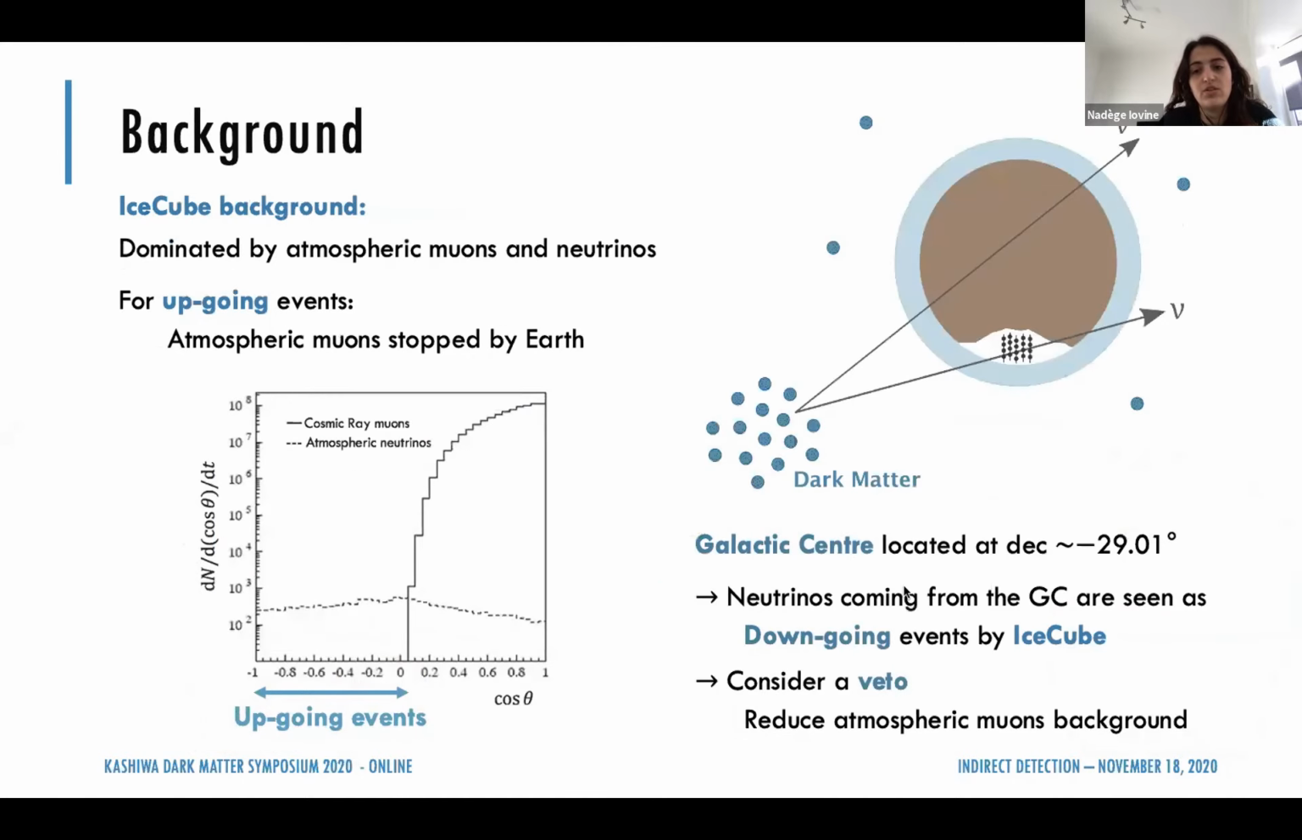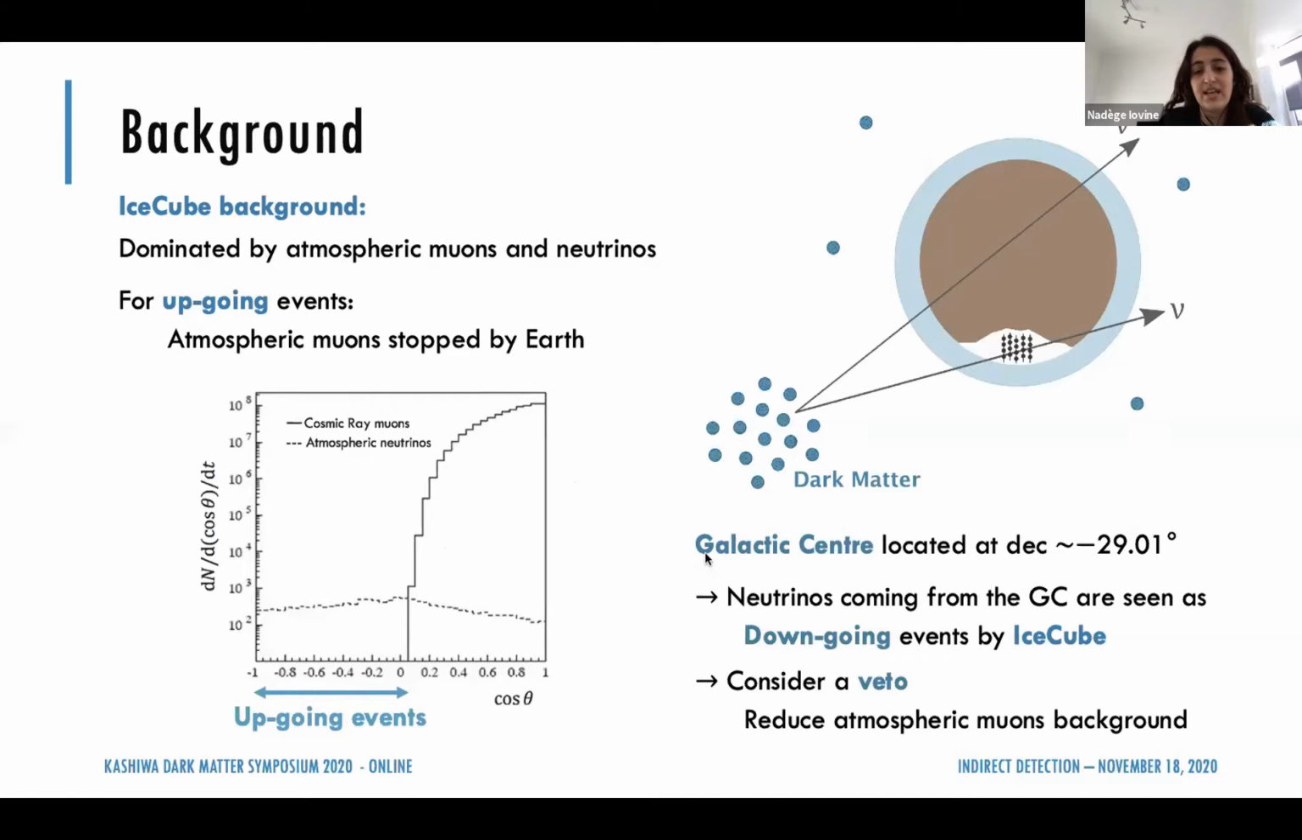So the background of IceCube is dominated by atmospheric muons and neutrinos. But as you can see here, for upcoming events, the Earth acts as a shield against atmospheric muons, and we can get rid of this really important contribution from atmospheric muons.